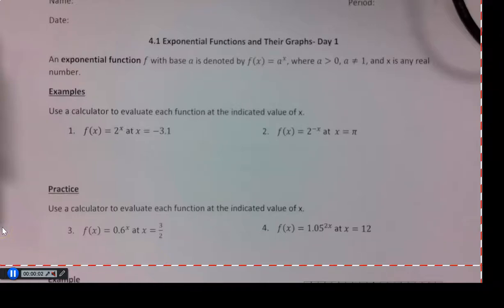Okay, so today we are talking about exponential functions, and you need a calculator if you haven't grabbed one already.